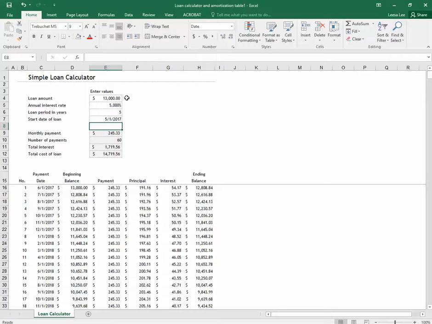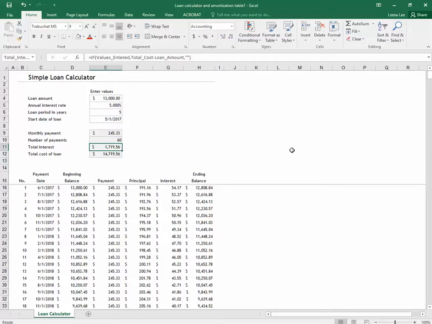Next, the template calculates your monthly payment and also creates an amortization schedule and shows you how much you are paying in principal and interest along the way and what your ending balance is along the way. Notice here that you are paying a total interest of about $1,700, and the total cost of your loan then would be $14,719. All right, so this gives you some starting places to work with and to play a little bit of what if with your figures and your loan.